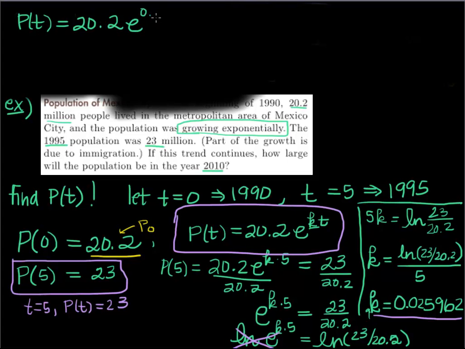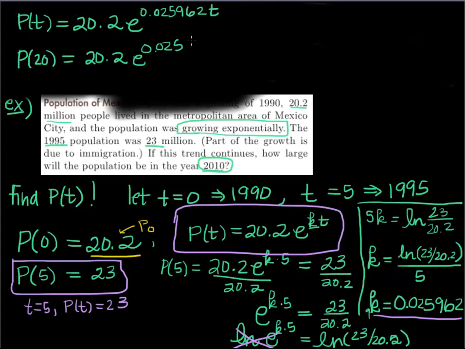This is 0.025962 times t. What does this function give you? It gives you the population of Mexico City t years after 1990. So what do I care about? I care about 2010. So 2010, last time I checked, is 20 years after 1990. So what am I going to do? I'm going to plug in the 20.